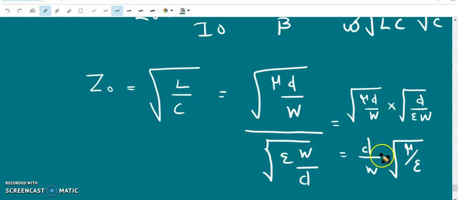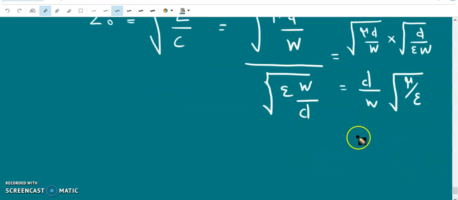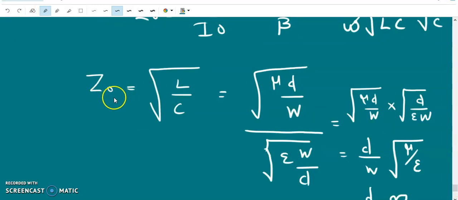Root of mu by epsilon is the intrinsic impedance of the medium. So the impedance Z0 is equal to D by W times the intrinsic impedance of the medium. The quantity Z0 is the impedance at any location of an infinitely long transmission line.